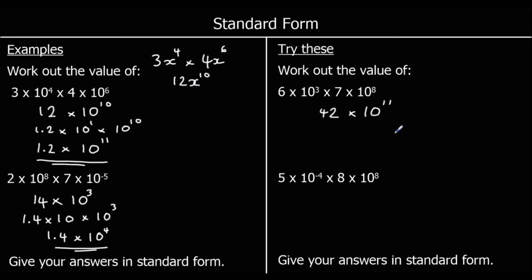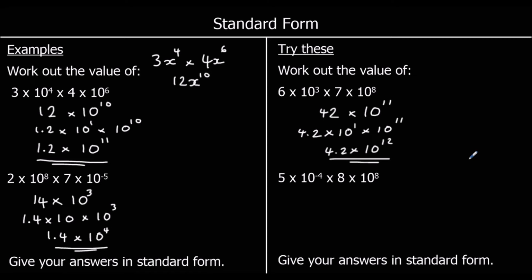It is not in standard form. I've got 42, which isn't between 1 and 10. So I'll change that to 4.2 times 10 and that's times 10 to the power of 11. 10 to the power of 1 times 10 to the power of 11 is 10 to the power of 12.